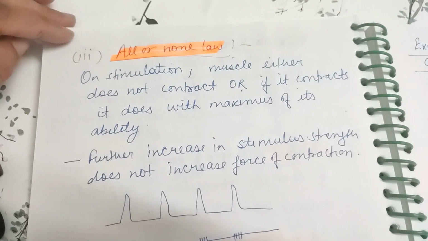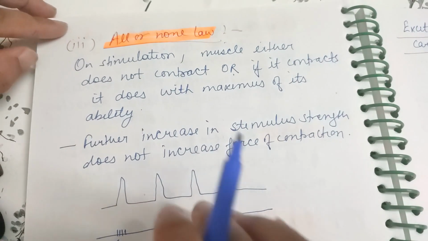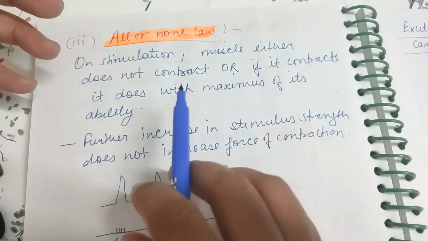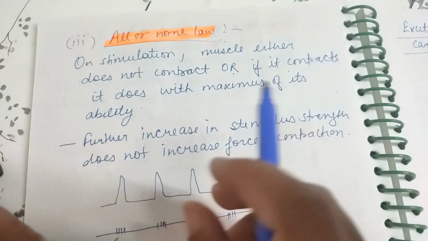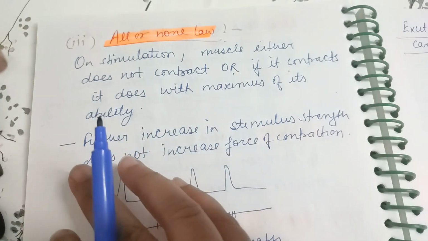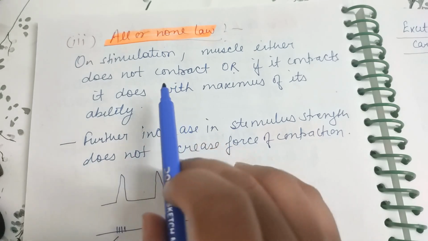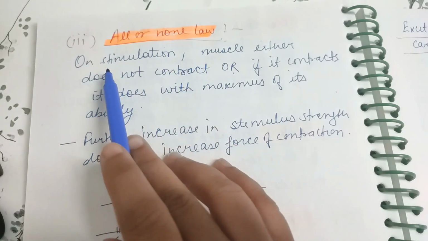Next property, which is a mechanical property, is the all or none law. Whenever we talk about contraction, it's mechanical, right? Whenever we talk about action potential, it's an electrical property. So you don't have to be confused in these two terms, what is mechanical or electrical, right? All or none law, what is this?